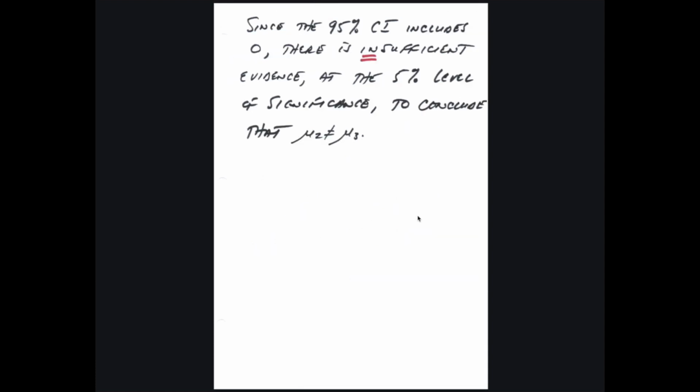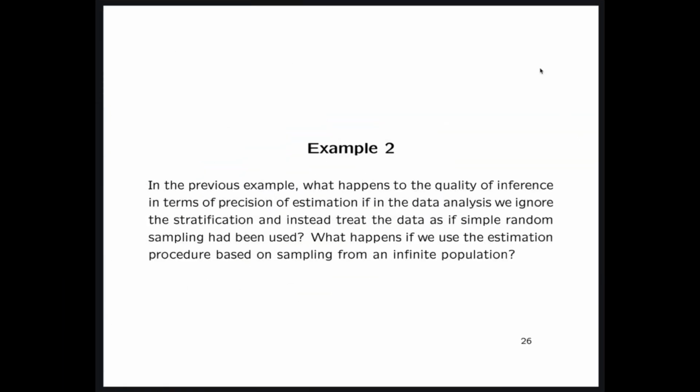And so since the 95% confidence interval does include 0, there is insufficient evidence. There's not enough evidence at the 0.05 level of significance to conclude that a difference exists between the average number of hours spent watching television per week for strata 2 and strata 3. Now let's look at another example, a related example.